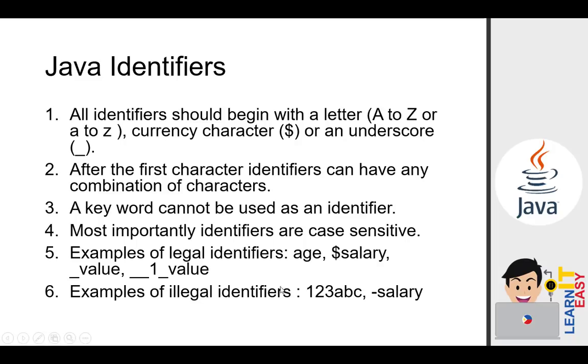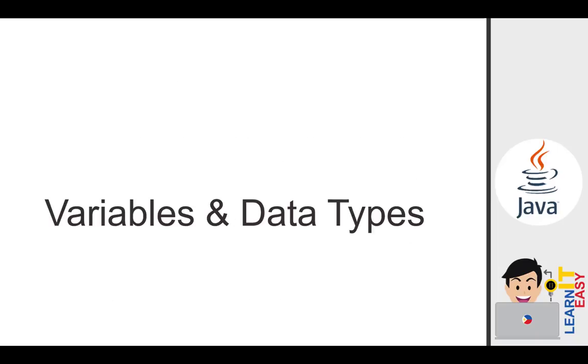Examples naman ng mga illegal identifiers ay yung mga sumusunod. Yung 123ABC, hindi pwede yan. Bakit? Kasi nagsimula ka sa number. Pwede pa yung ABC123. Pero ang 123ABC ay hindi pwede. At hindi mo din pwedeng gamitin, for example, ang hyphen salary dahil nagsimula ka sa hyphen at hindi kasama ang hyphen doon sa sinabi nating valid characters. So, these are the rules you have to remember when we name either a variable, a class, or a method. Okay? We call them identifiers.